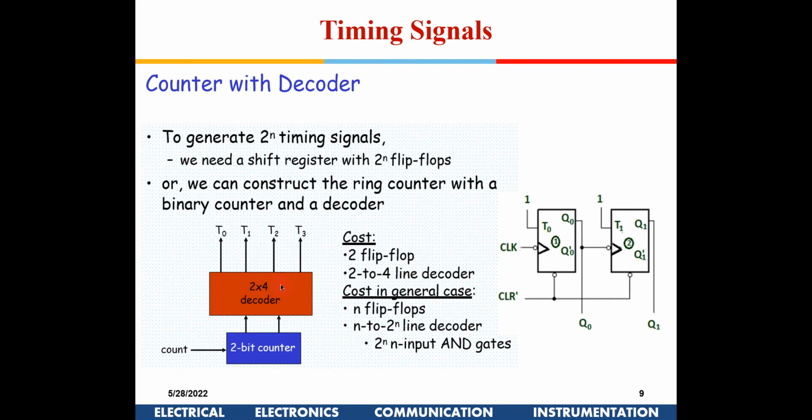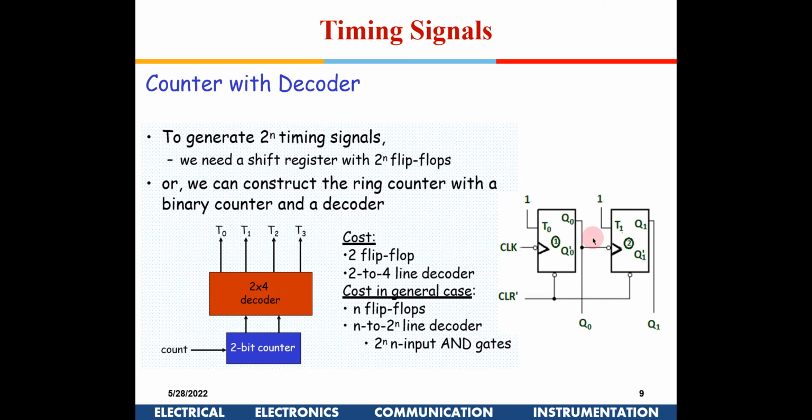Similarly, for an 8-bit you will require 8 phases, 8 counters, 8 flip-flops. To reduce the number of flip-flops, you can just use a counter and a decoder. For example, if you use a 2-bit counter, it can be realized by 2 toggle flip-flops. Here it is toggle flip-flops. T is given 1, which means it is going to toggle every time.